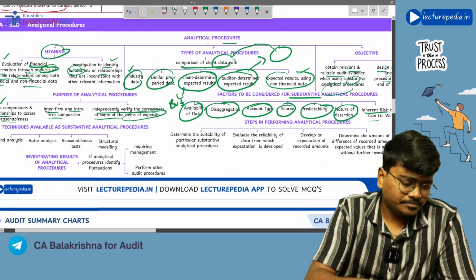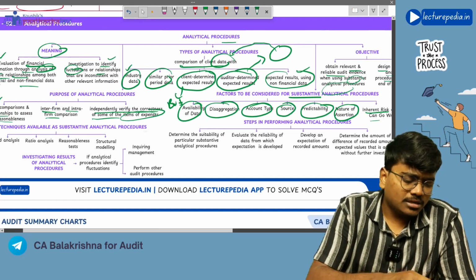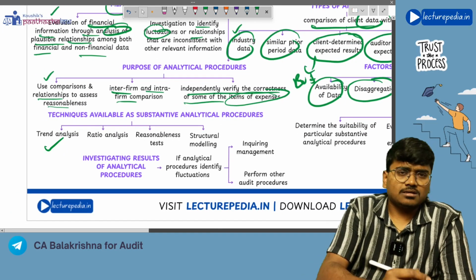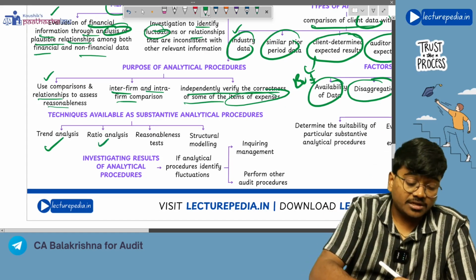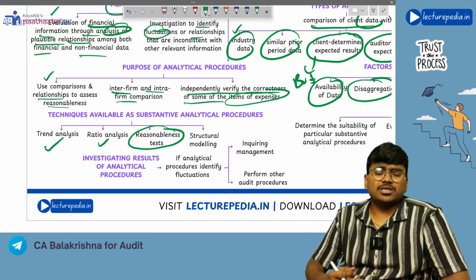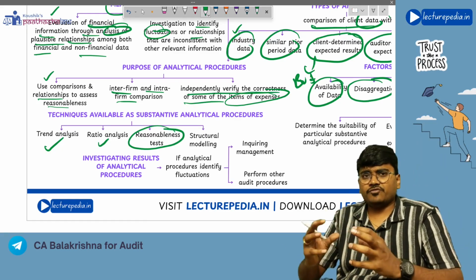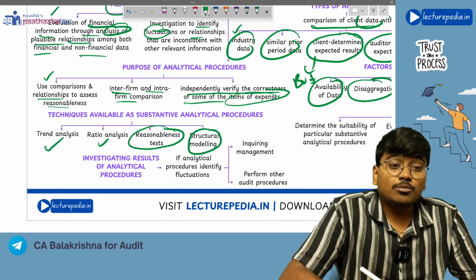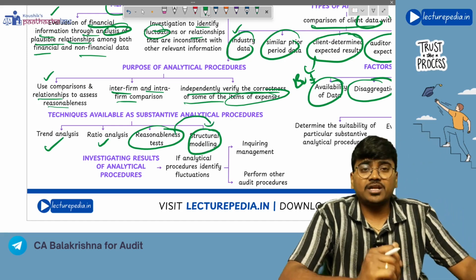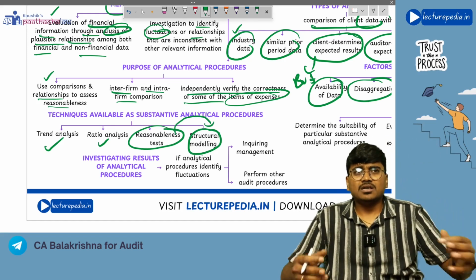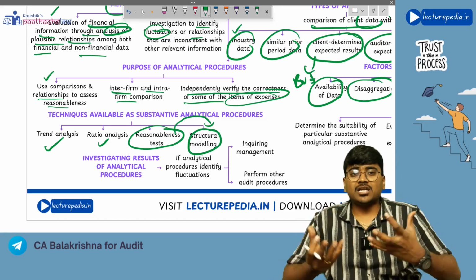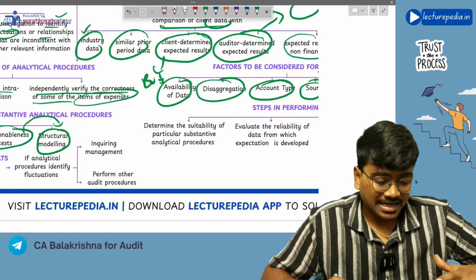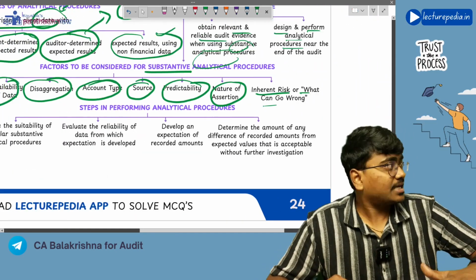Next, techniques available for analytical procedure. So I have already told you about trend analysis, that is comparing current year data with previous year data. Next, ratio analysis. Next, reasonableness test. Reasonableness test is nothing but a use of financial and non-financial data for expecting the value of an amount. Structural modeling is an upgraded version of reasonableness test. Here in structural modeling, you yourself will develop a particular formula for performing analytical procedure, and that becomes structural modeling.